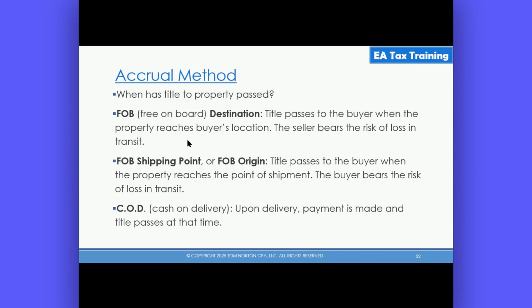So in that case, of course, the seller is going to bear the risk of loss in transit, because if that truck crashes and burns, title has not passed yet. And so therefore, it would be the seller's problem. And so with COD, the title will transfer when two things have happened. The product has been delivered and the buyer has paid for that product.